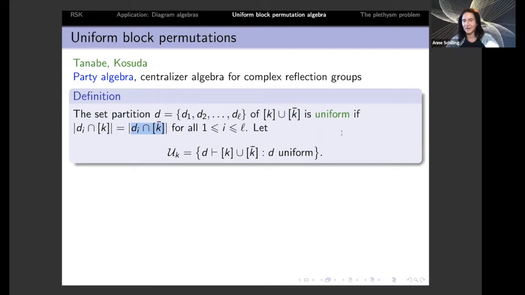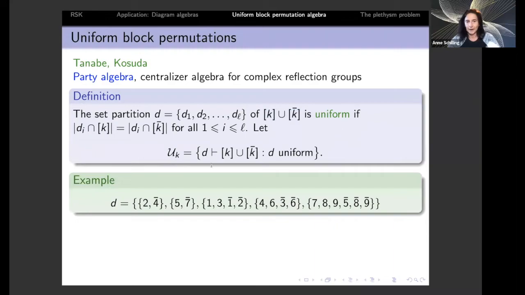So here's an example. Again, we have a partition of the numbers from 1 up to 9 in this case, and 1 bar to 9 bar. But now you can see that every block has the same number of barred and unbarred letters, right? Here we have 1 barred and 1 unbarred letter. Here we have 2 barred and 2 unbarred letters. And here we have 3 barred and 3 unbarred letters.